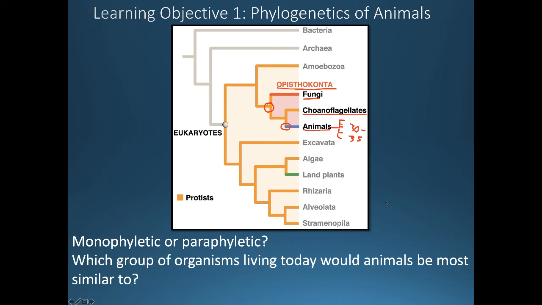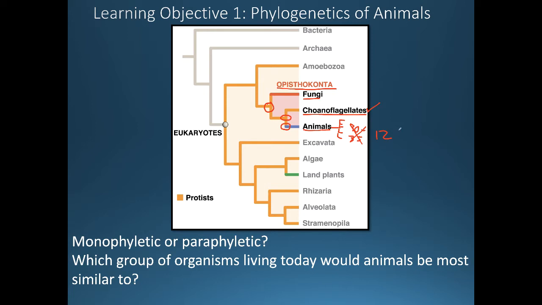The next question I want to ask is, which group of organisms living today would animals be most similar to? So we can go back here, and we can see that animals and the choanoflagellates share a common ancestor here. So we would predict that animals and choanoflagellates, the protist, are more similar to each other than the animals would be to fungi or any other organism. If that's true, then one might predict that one of the early animals that first evolved might be pretty similar to what we see in the modern day choanoflagellates.